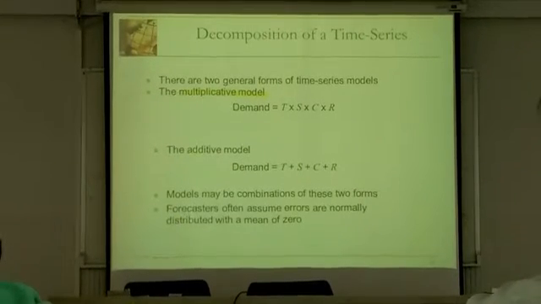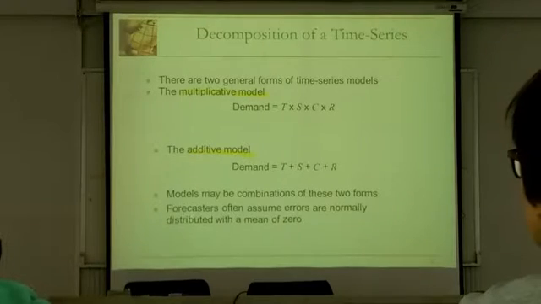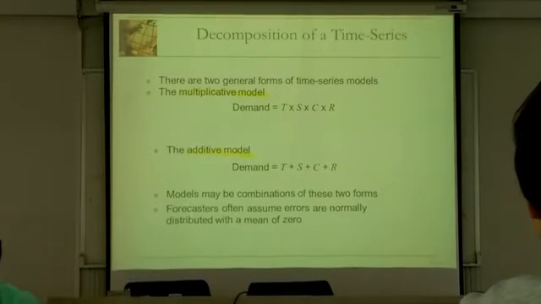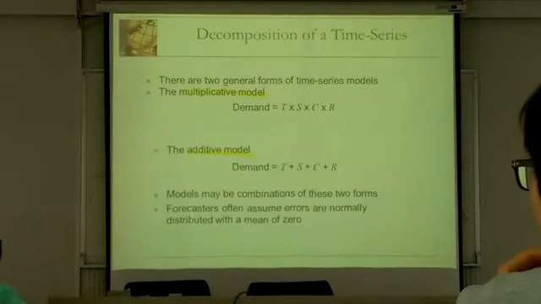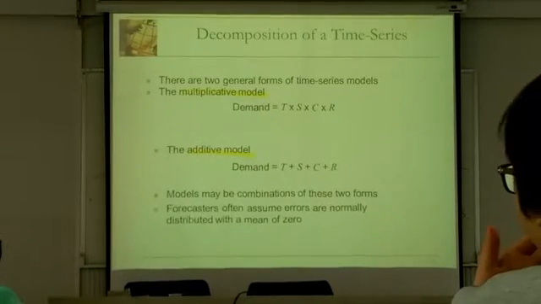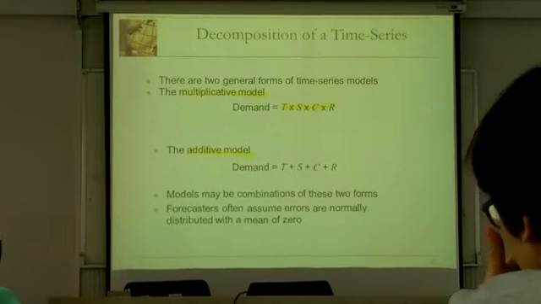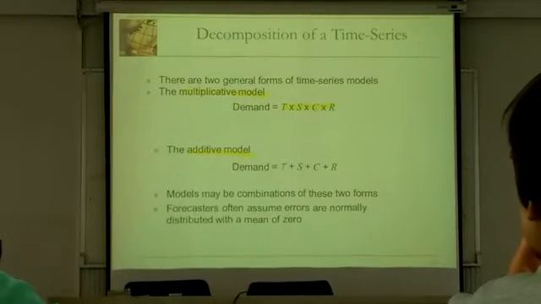In the multiplicative model, all the terms, trend, seasonality, cycle, and randomness, each term will multiply each other. Compare that with the additive model, where you forecast each part separately and then you just add them together. So there are two ways of combining all those terms, whether you multiply them or add them all together. So it's always in these two forms.